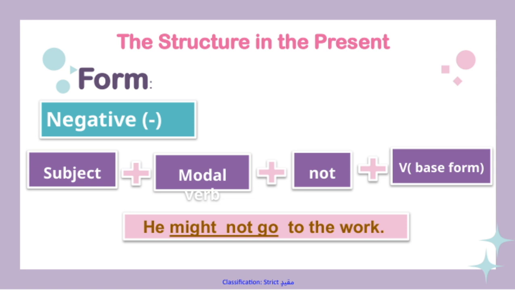So the structure is subject, modal verb might, then not, and then the base form of the verb. This allows us to express uncertainty or possibility that something will not happen in the present. Remember, this pattern is very useful for talking about potential actions that are unlikely or not expected to occur.